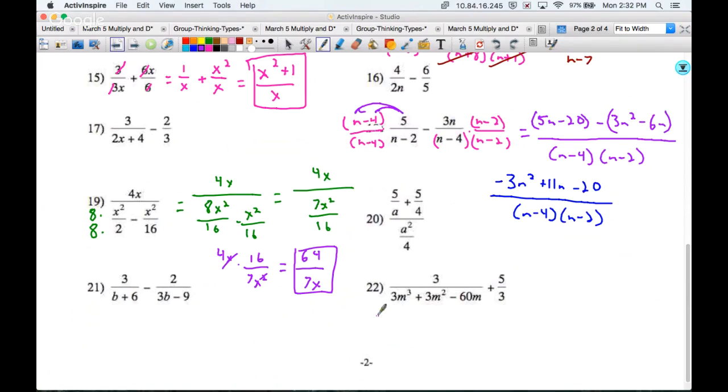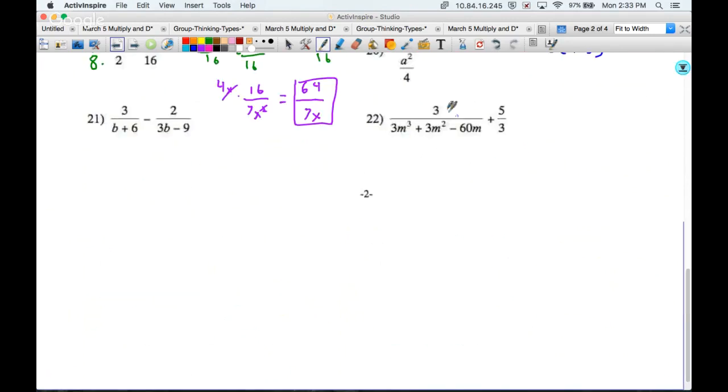All right, these last two look like they could be kind of lengthy problems. I guess I'll do number 22. Looks like a beast. Let's see, first thing I can do is I can factor a 3 from all of these. So the 3s all cancel, leaving a 1 behind, and this is going to become a negative 20. All right, I can factor out an m as well, so this is going to be 1 over m times m squared plus m minus 20 plus 5/3.